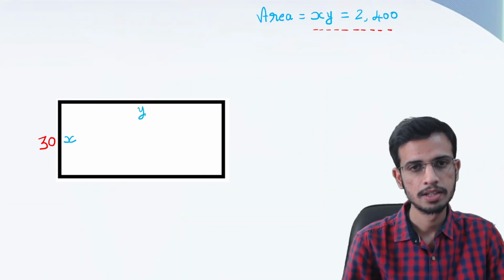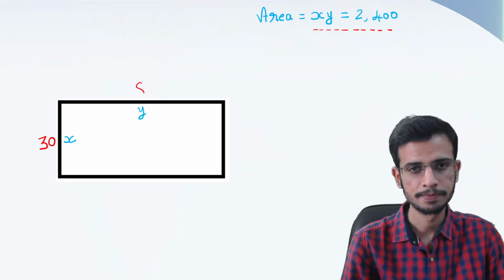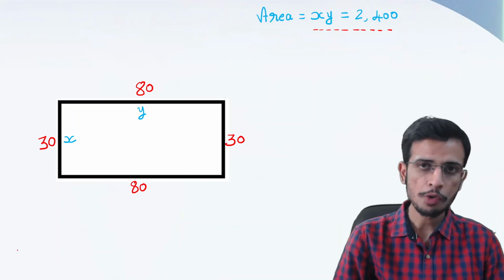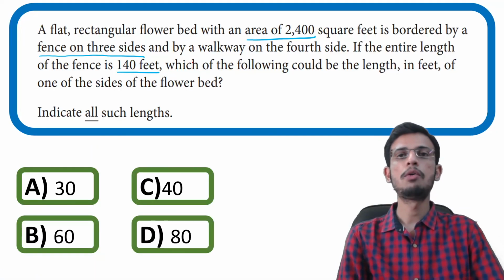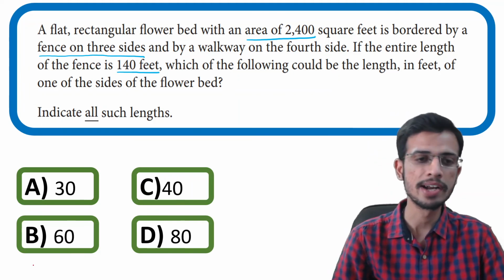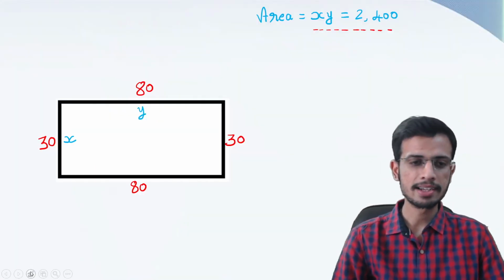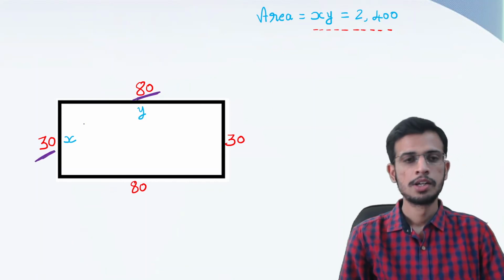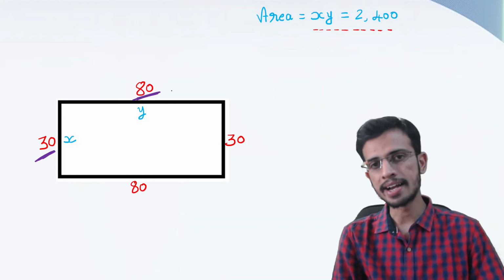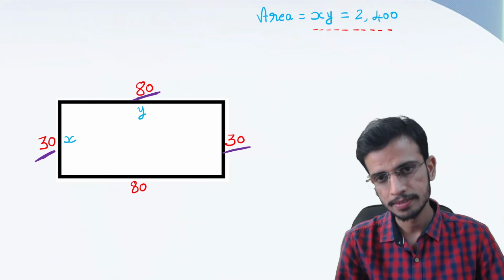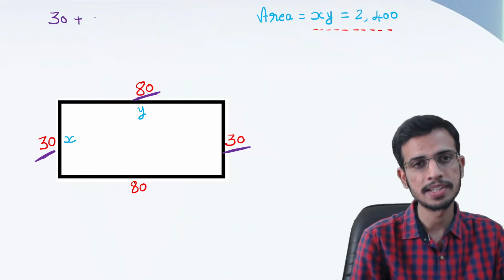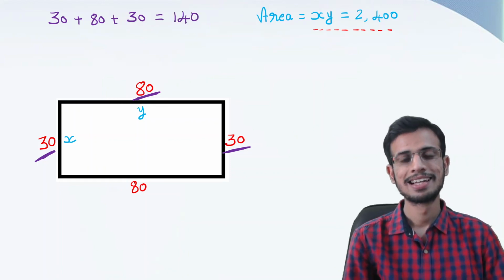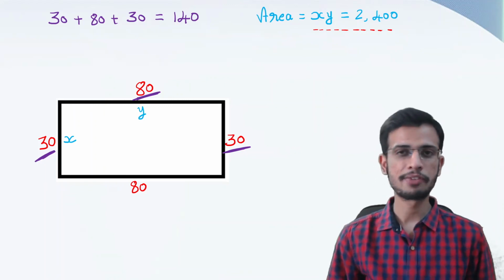right? This side length is 80. Okay. Now we have to also satisfy another condition. Sum of any three sides should become 140 feet. Right? We have to compulsorily take these two sides, 30 and 80. We have to take three sides, right? So 30 plus 80 is 110, and by including this side as a third side, this 30 plus 80 plus 30 will become 140. So these is a rectangle which is satisfying all the given conditions.